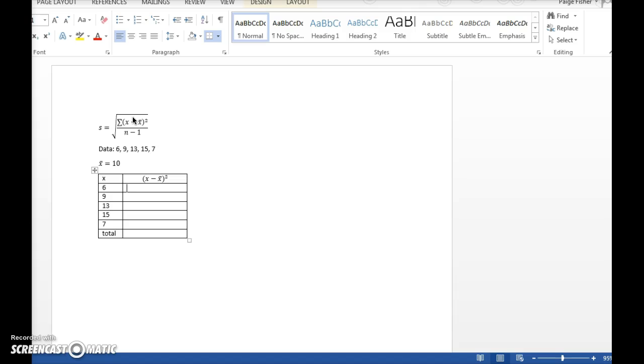deviation. For the first, we want to remember to take x, which is the observation, minus the mean, and square that result, and divide by n minus 1, which is the sample size minus 1, and then square root that whole thing. So let's first start with the numerator. We have 6 for the first observation, minus the mean, which is 10, square that whole thing.